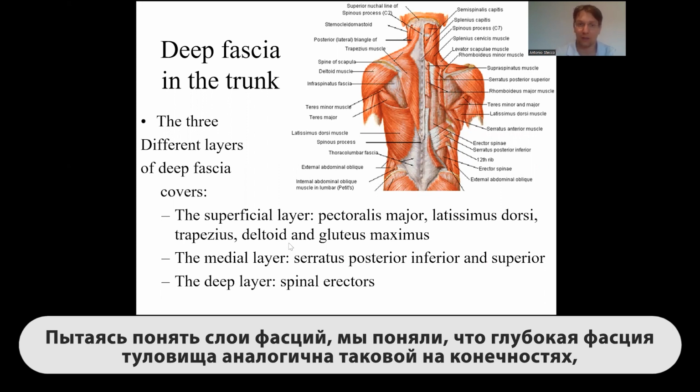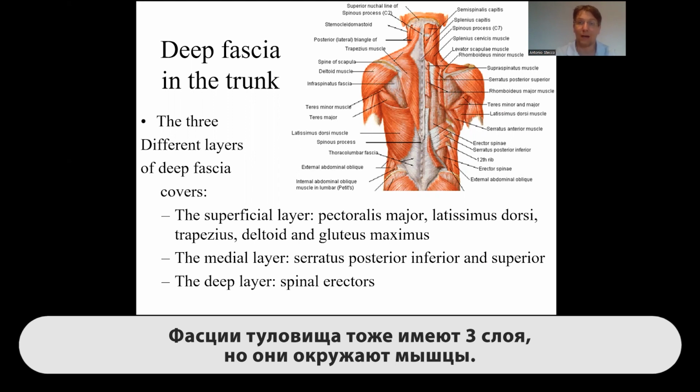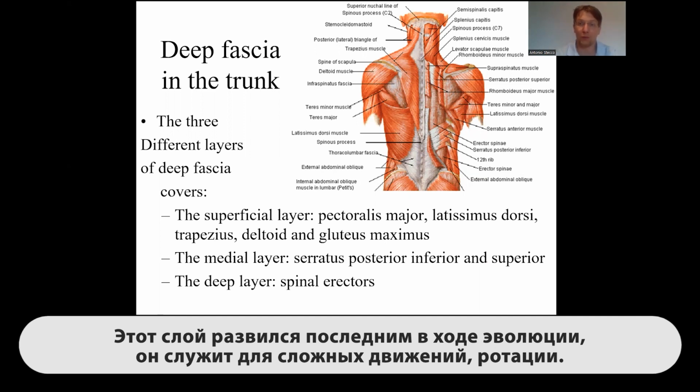And we find out that the deep fascia in the trunk is similar, for some reason, to that of the limbs. We know that the fascia lata and crural fascia have three layers of collagen fibers, one attached close to the other, so that they can glide independently. In the trunk, we still have three layers, but each layer is completely adherent to the muscles within. For instance, we have a layer of fascia that splits and surrounds pectoralis major, latissimus dorsi, trapezius, deltoid, and gluteus maximus. This superficial layer is the last one that developed during evolution.